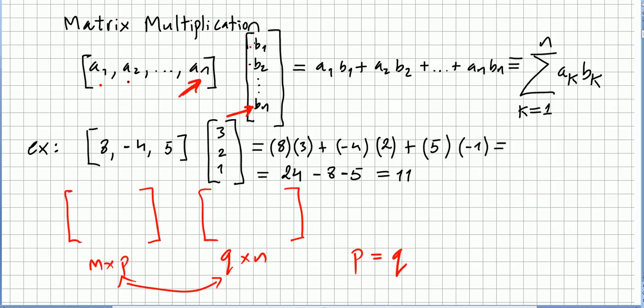So a1 times b1, a2 times b2, you add them all, so that's the sum from k=1 to n of ak times bk. Here we took a particular case, a product of two matrices, and we checked that if we have a matrix A of dimension m times p and another matrix of dimension q times n, p and q have to be the same.